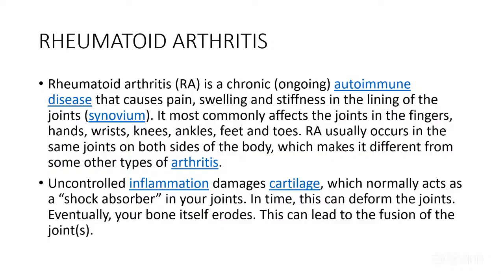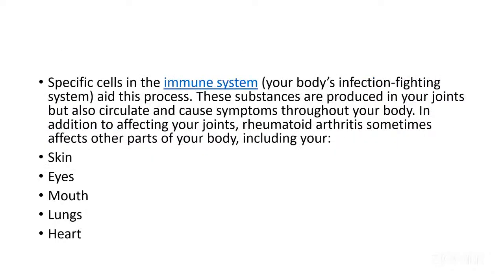Uncontrolled inflammation damages the cartilage, which normally acts as a shock absorber. That means the cartilage acts as a shock absorber to the joints. With time, this can deform the joints. Okay, it can deform the joint because there's no more shock absorber. Eventually, the bone becomes eroded, and then this can lead to the fusion of the joints.